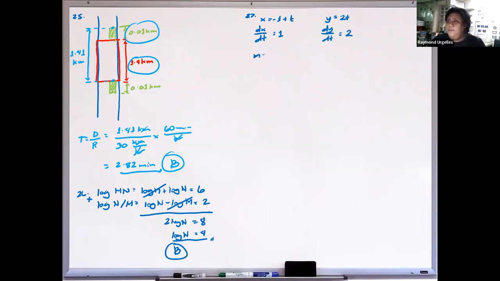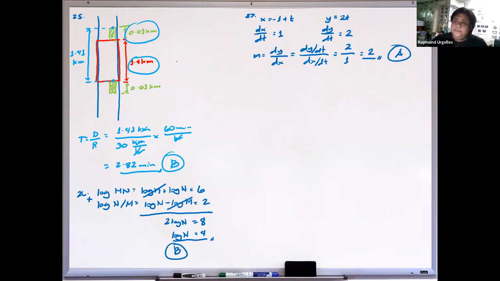And saan equal yung slope? That's dy over dx. Or, in terms of parametric equation, that's dy dt over dx dt. You can think of this na pwede mag-cancel yung dt, kaya dy over dx pa rin yan. So therefore, this is 2 over 1, which is equal to 2. So this is letter A. Okay? So next number, 28.